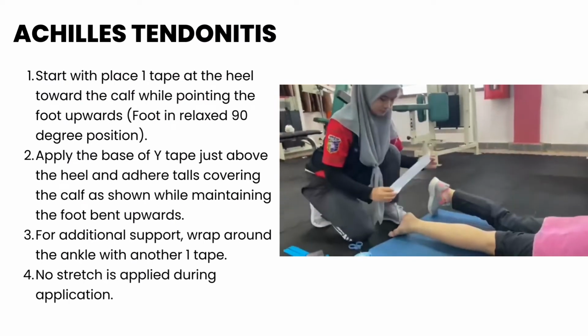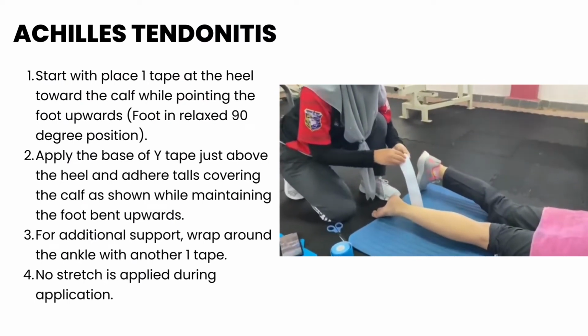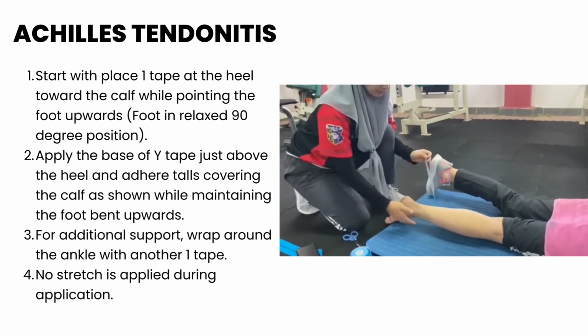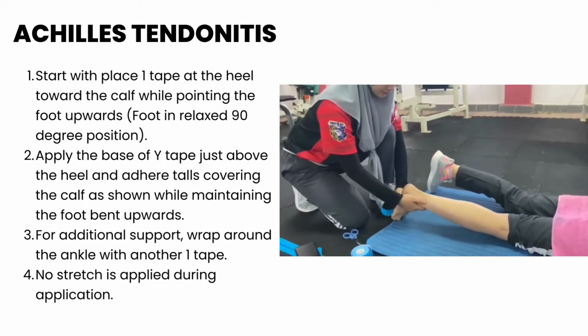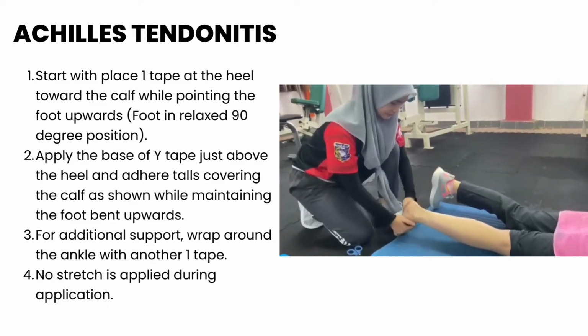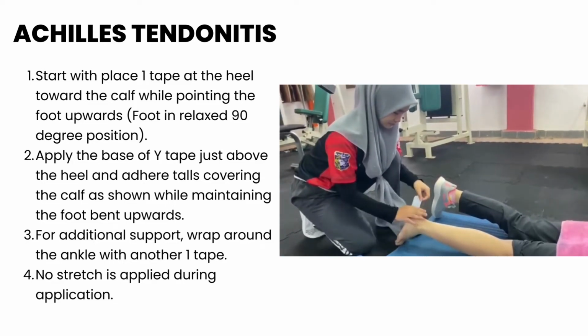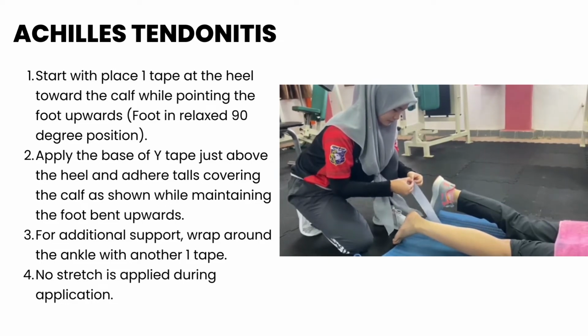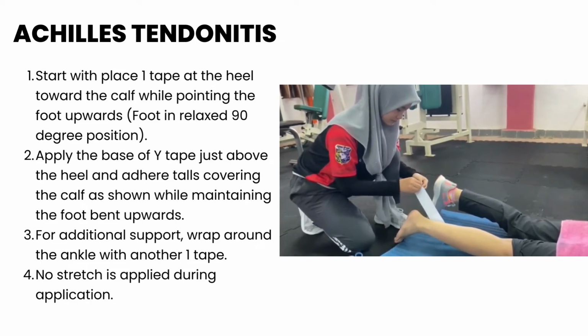So the first taping is for Achilles tendinitis using kinesiology tape. The first step is to start by placing one tape at the heel toward the calf while pointing the foot upwards, with the foot in a relaxed 90-degree position.